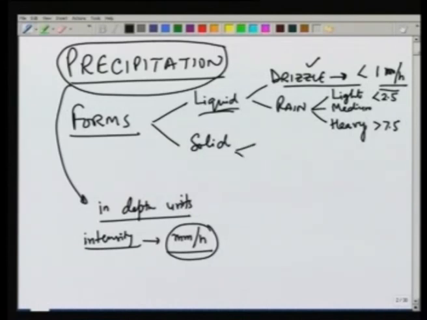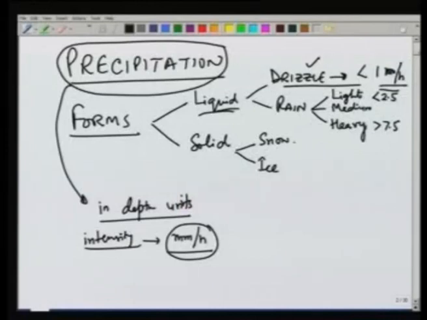In solid, we can have the precipitation in form of snow or ice. Depending on the atmospheric conditions at the place where the clouds are formed and the raindrops are formed and the place at which they are falling, we can have various combinations. Snow has a density which is quite small. So, when we measure the precipitation in terms of snow, we typically express it in equivalent water depth.